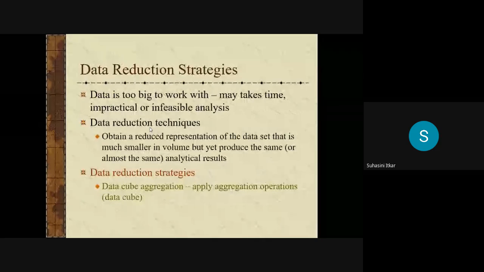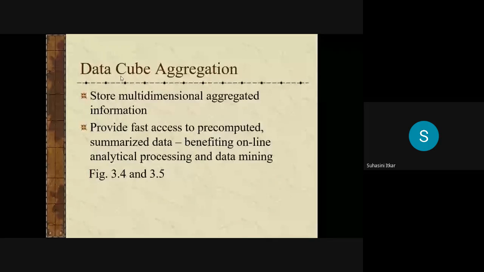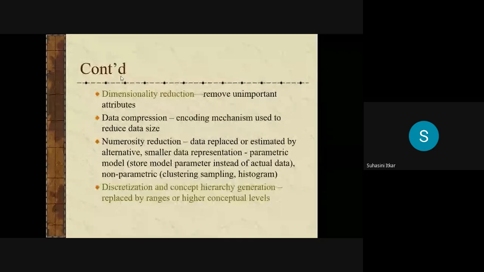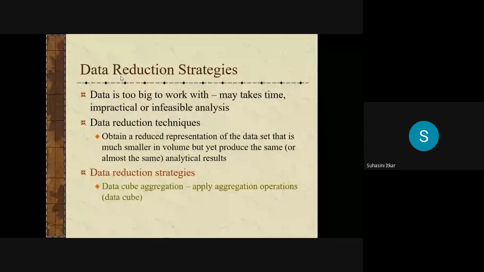With this, I will conclude my session. Tomorrow we will go through the various techniques for data reduction in detail, and this is the last topic, the last technique, of data pre-processing.